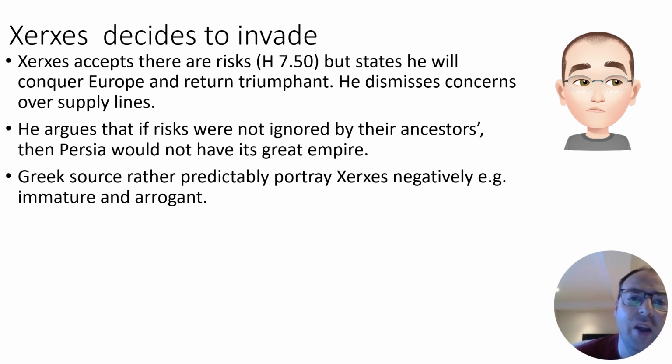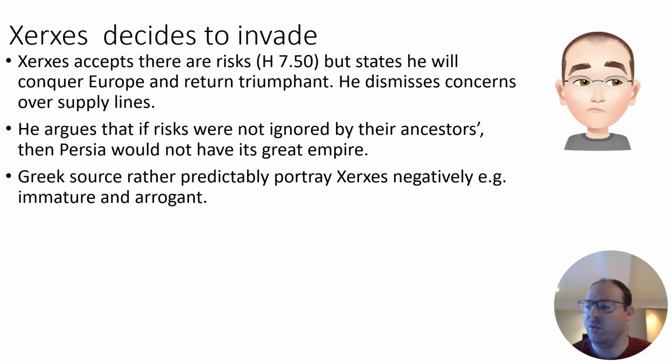So Xerxes decides to invade. We can see again from Herodotus 7.50 that he accepts there are risks, but he states he will conquer Europe, and we assume through this he means Greece, and return triumphant. He dismisses the concerns over supply lines, and this gives us this idea that Xerxes is fairly immature and arrogant, that he just ignores this kind of advice from an elder who's got a better idea of what's going on. He argues that if earlier Persian kings had not ignored risk, then the empire wouldn't be as great as it was.